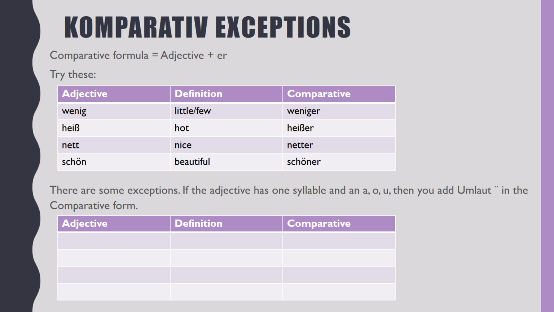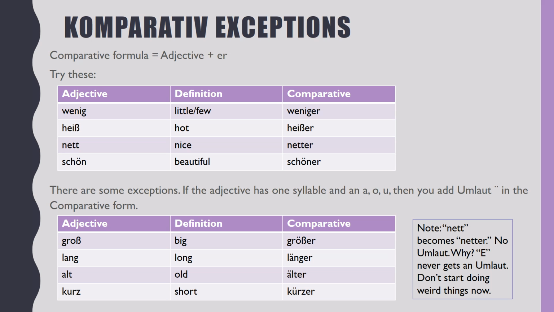There are some exceptions. If the adjective has one syllable and an A, O, or U, then you add umlaut in the comparative form. So we have groß, lang, alt, and kurz. Pause the video and make these comparative. You should have größer, länger, älter, and kürzer.